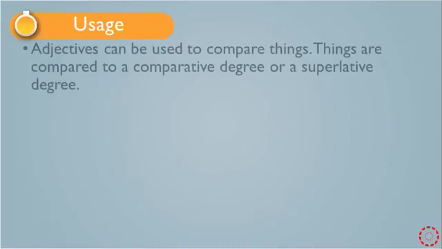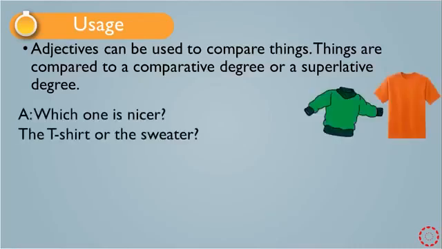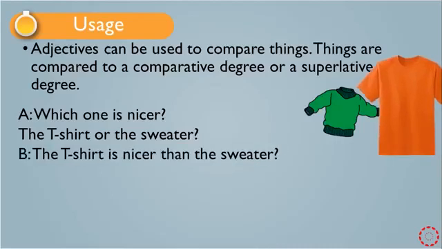The usage of comparative. Adjectives can be used to compare things. Things are compared to a comparative degree or a superlative degree. For example, which one is nicer, the t-shirt or the sweater? We have two things that we want to compare. The t-shirt or the sweater. The t-shirt is nicer than the sweater. We can compare like this.